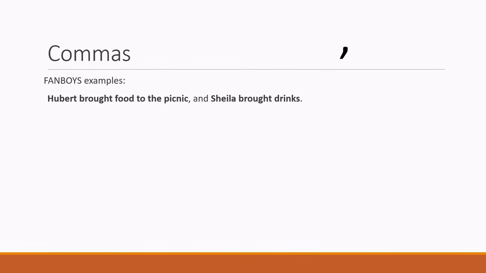So here's an example. Hubert brought food to the picnic and Sheila brought drinks. So if we didn't have that and there, which is a fanboy, that's the A, I would have two independent clauses. Hubert brought food to the picnic. That's a complete sentence. Sheila brought drinks. That's a complete sentence. So if I just wanted to connect those two, I would normally put a period or a semicolon. But since I have a fanboy, I have to use a comma.